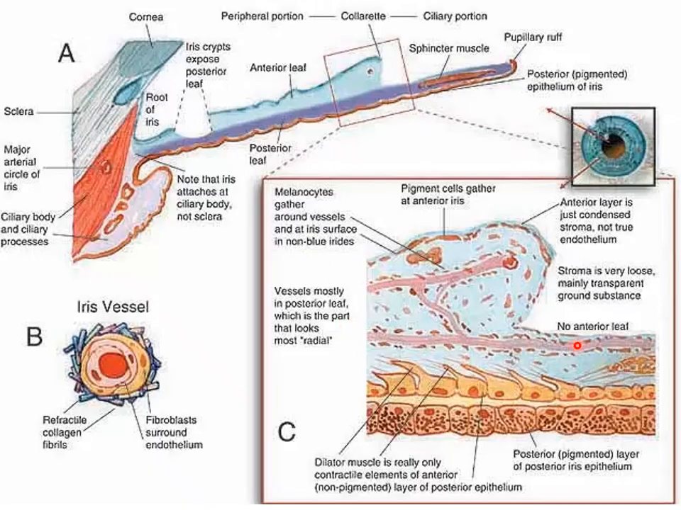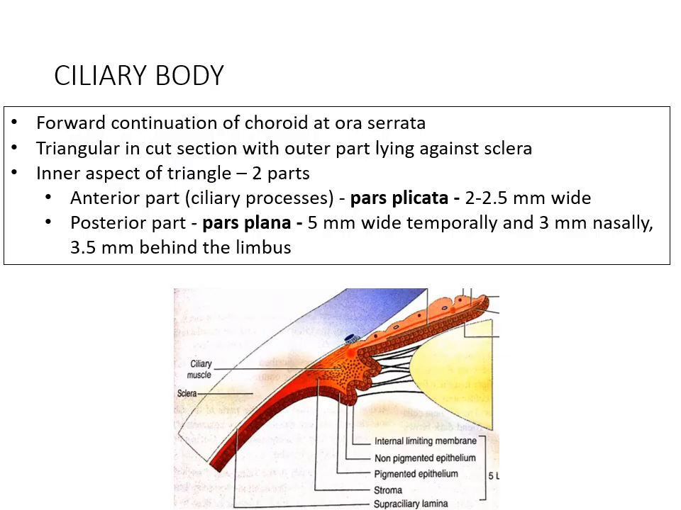So that's about the ultrastructure. And see, this is the iris vessel. So there are refractile collagen fibrils around the iris vessel. Basically, all this is just collagen in which the blood vessels are running. So this collagen sort of surrounds the iris vessel, and that's that. Below the collagen are the fibroblasts, and below the fibroblast is the endothelium, and this is just the lumen of the blood vessel, right? So this is the structure of the iris vessel. So that is the structure of the iris in detail.